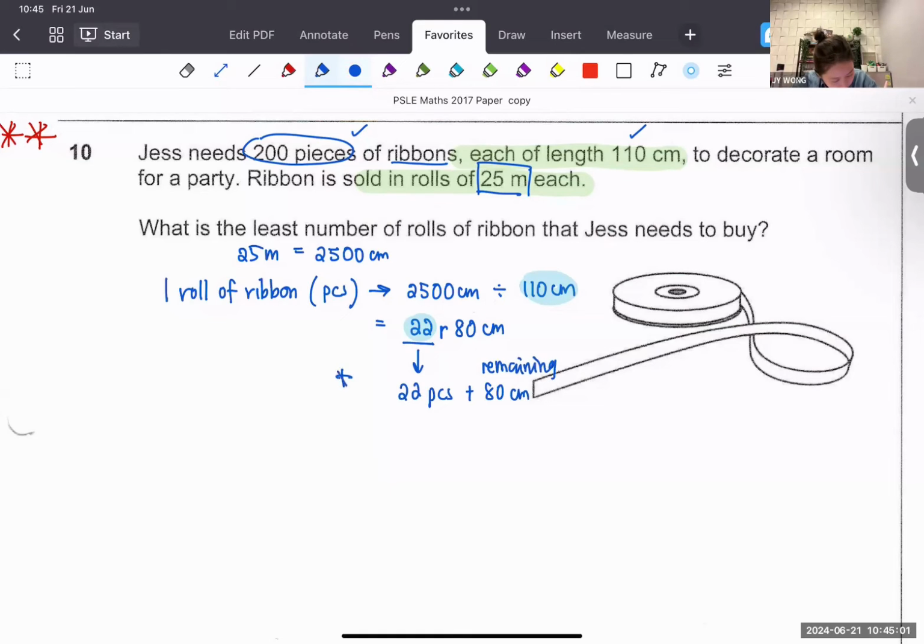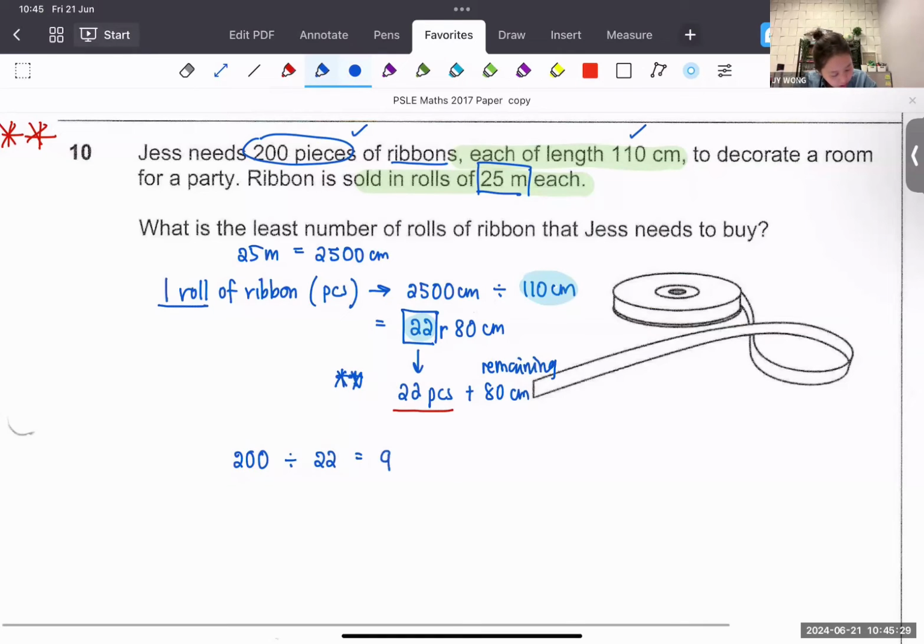Please take note, this is very important. Some students cannot get this remainder 80 cm, which they'll put 0.72, which is fine. Just that you need to understand you can only get 22 pieces from one row of ribbon. So how many rows do you need? If one row can cut 22 pieces, the next thing I will do is to take 200 pieces, divide by 22 pieces. Let's see how many rows you can get.